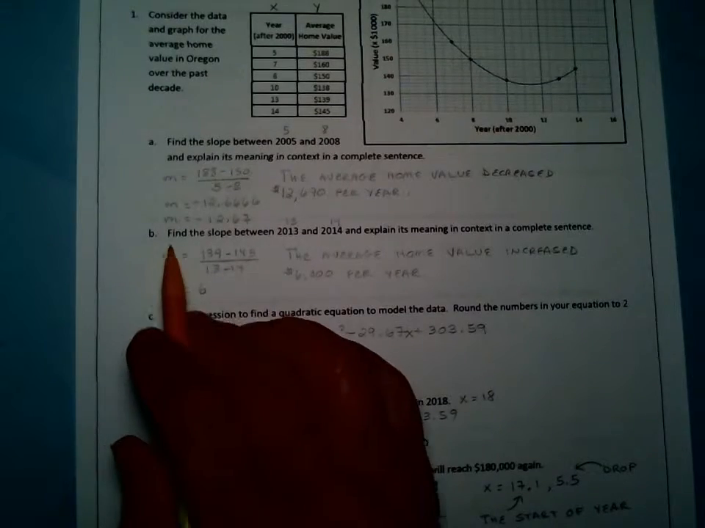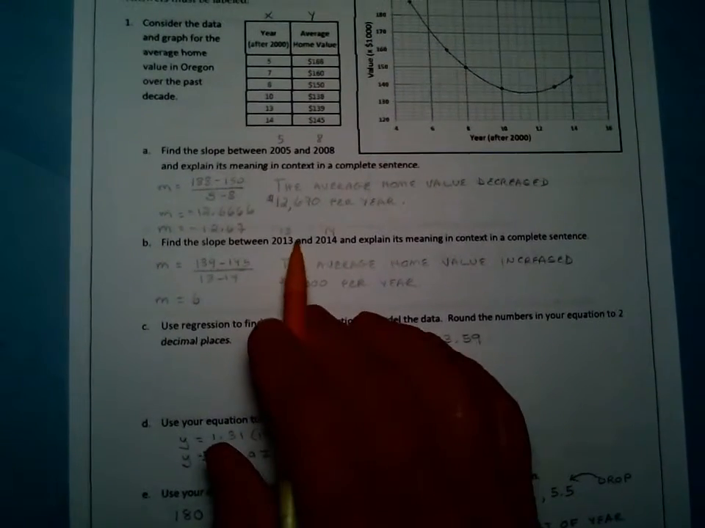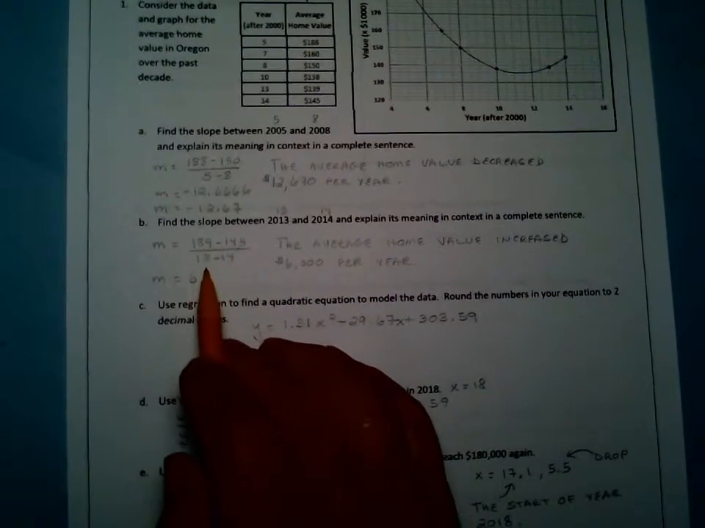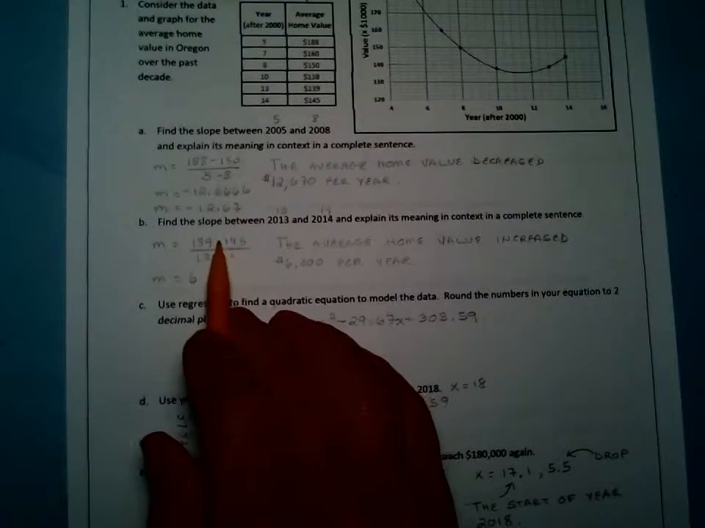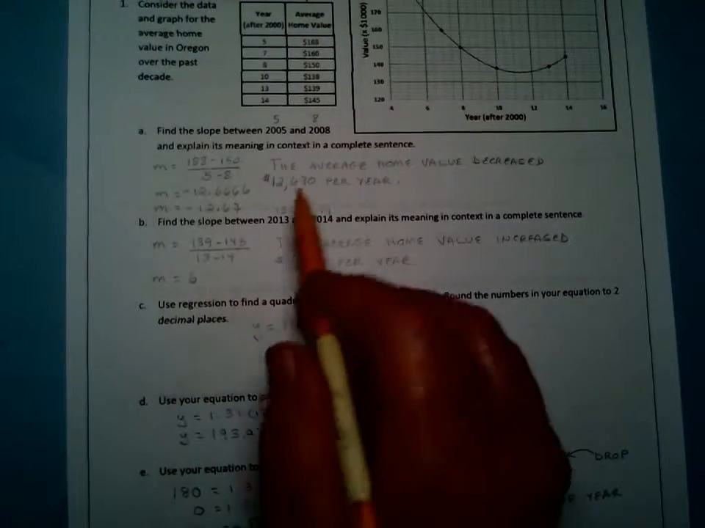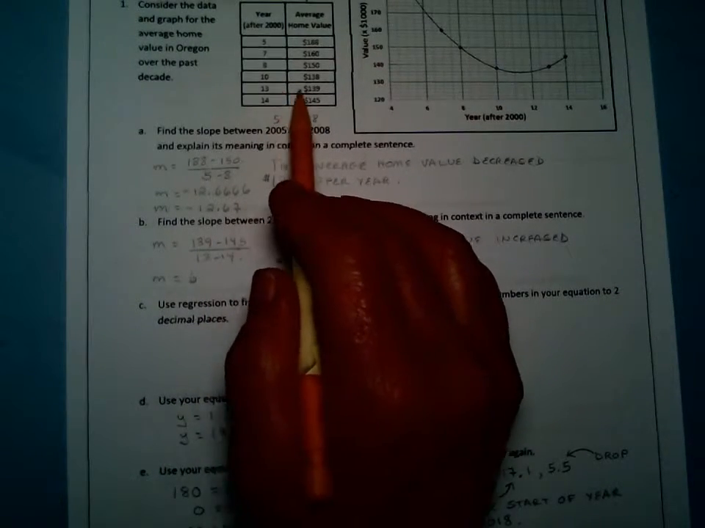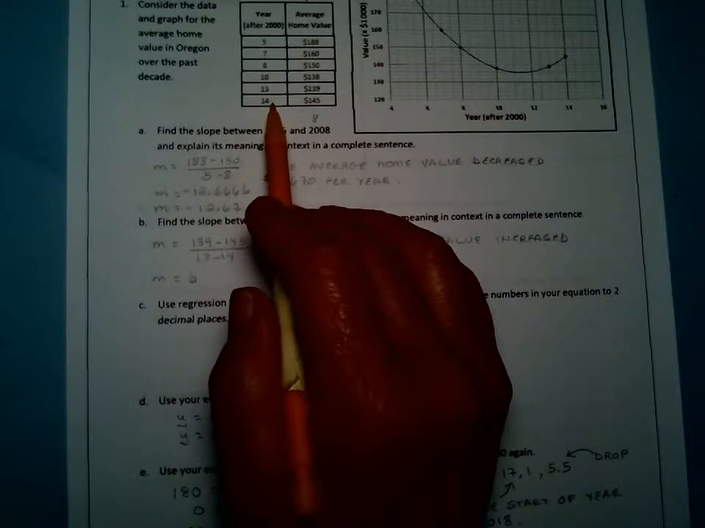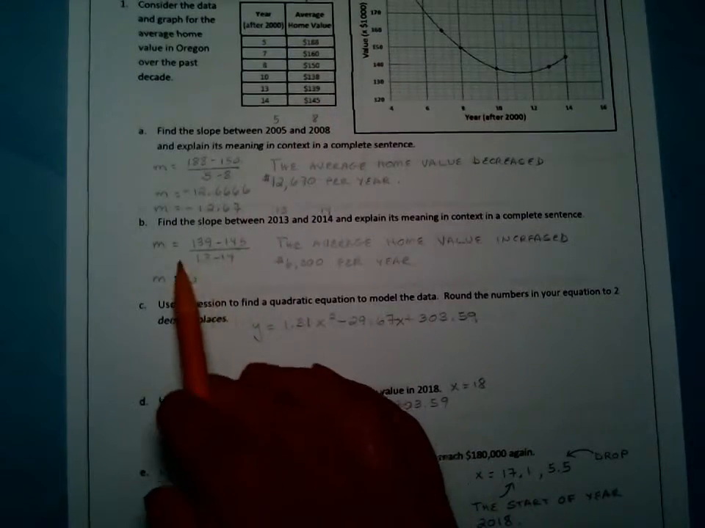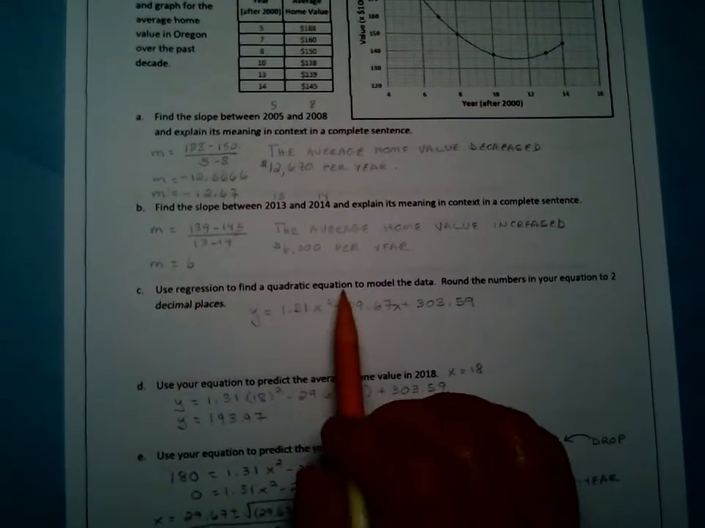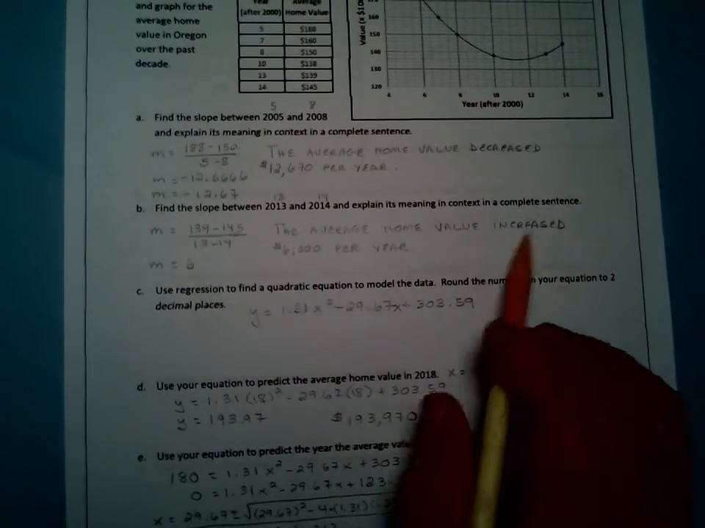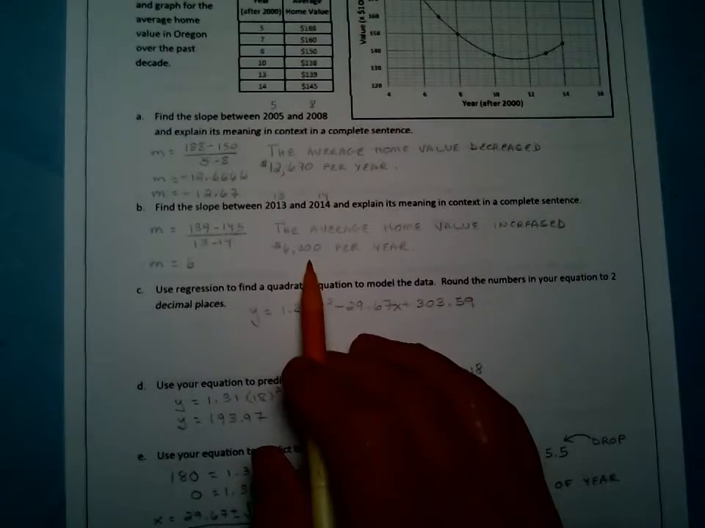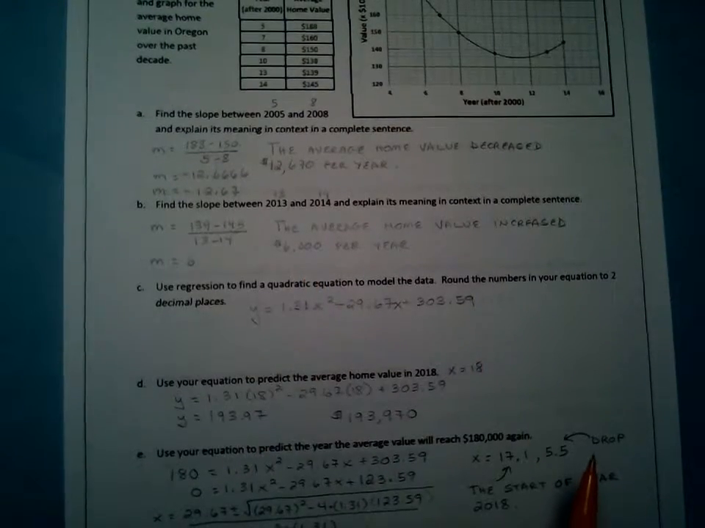And then on B, it says find the slope between these 2 years, which is years 13 and 14. And I did the same kind of thing. Here's the difference in the x's. Here's the difference in the y's. You have to be careful that you make sure you match them up. So the 13, it matches up with the 139, and the 14 with the 145. So I ended up getting a slope of 6, and the meaning is, again, the average home value increased, because this is positive, $6,000 per year.